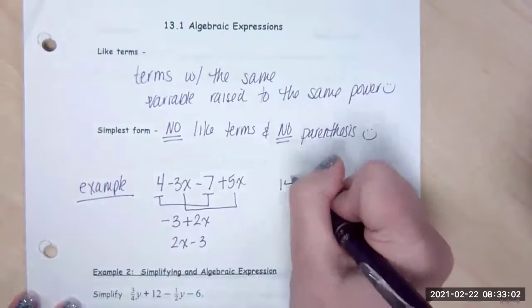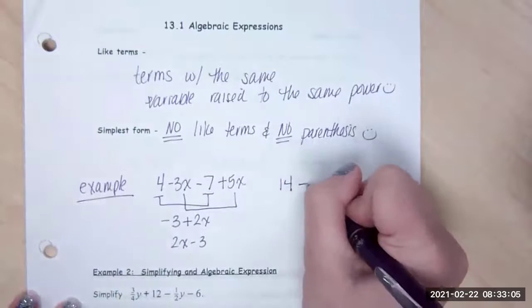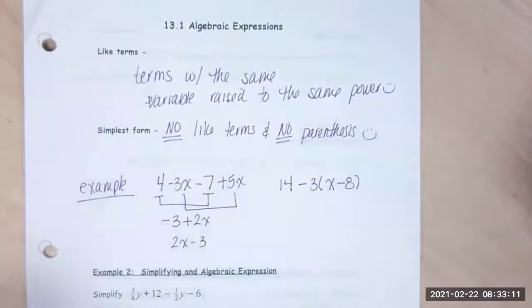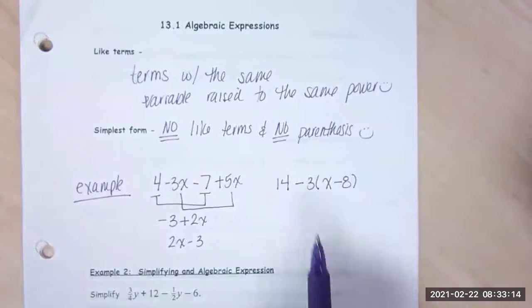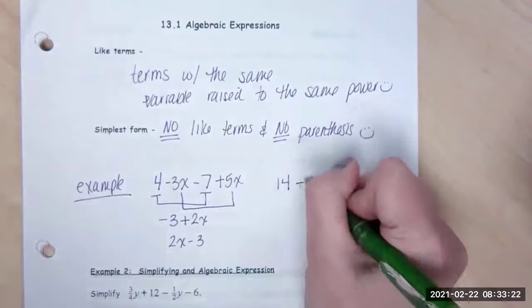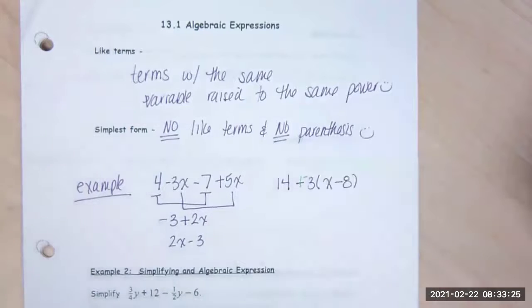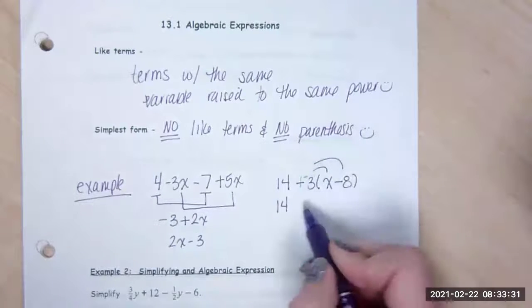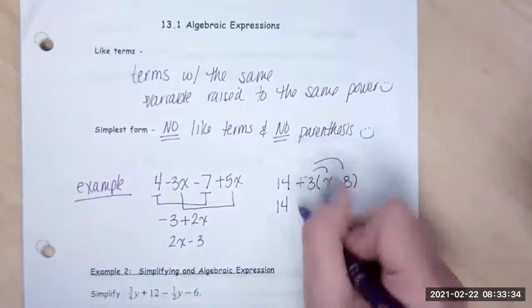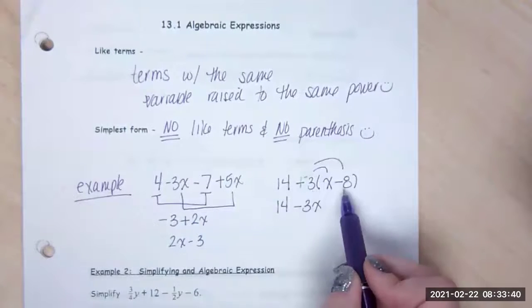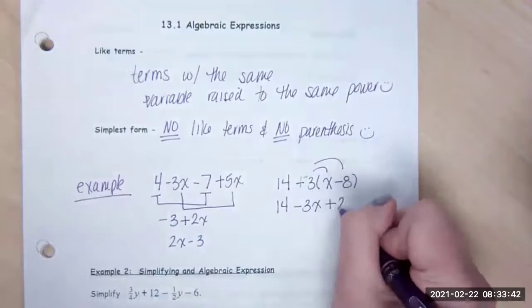Now, another example would be if I had 14 minus 3 times the quantity x minus 8. Now, I've got parentheses here. Be extremely careful here because I want you to think of this as a negative 3. Remember, we're going to add the opposite. So when we distribute, we're distributing that negative 3. So I have 14, then negative 3 times x gives me negative 3x, or I can write it as minus 3x, and then negative 3 times negative 8 is positive 24.